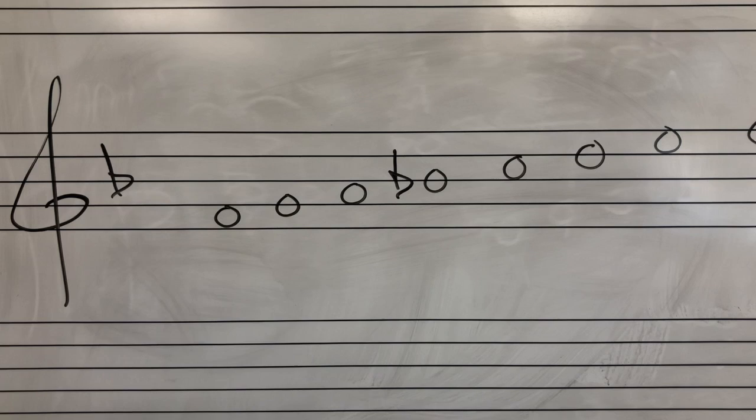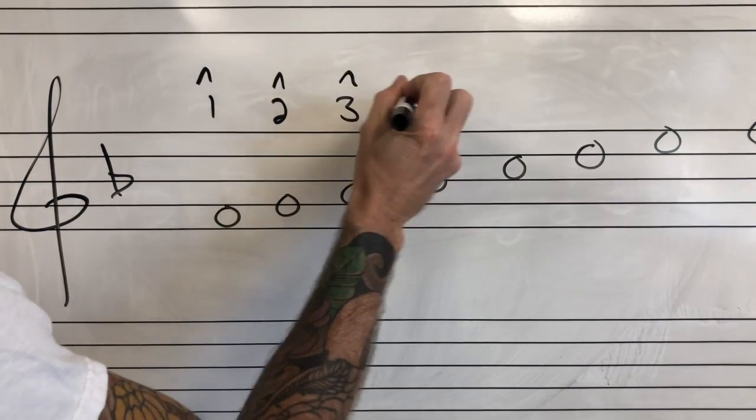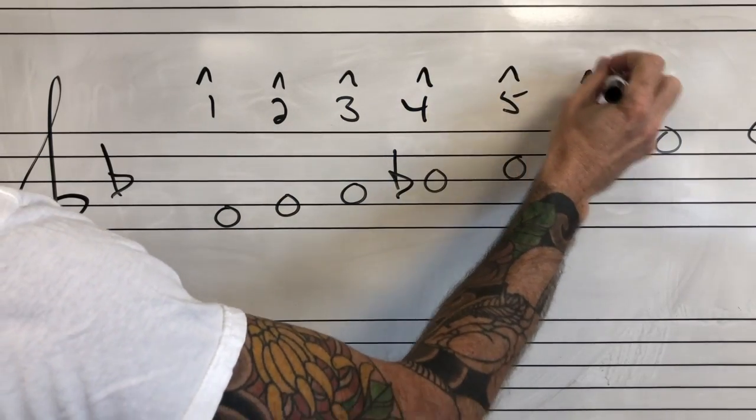So, as you can see on the dry erase board, I have drawn a scale. And it is the F major scale because it begins on F and it has the correct whole step and half step series. We can also see that it has the key signature of F major.